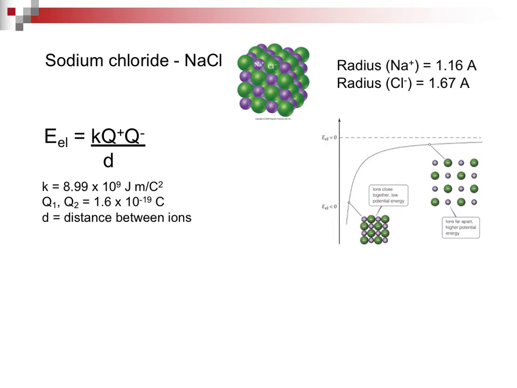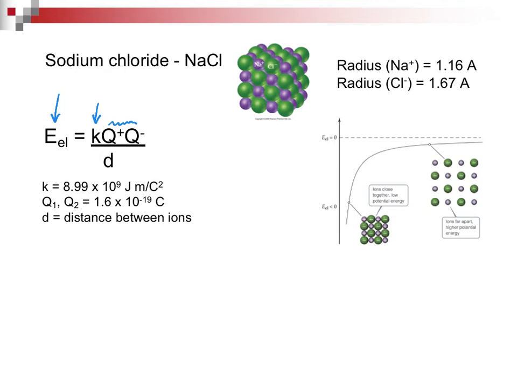Now, what you may be asked to do is to actually calculate this energy. And you will be given this formula. You will be given all the information you need. K is a constant. Q represents the charges, and if it's two unlike charges, it will work out to be a negative number. D is the distance between the ions.